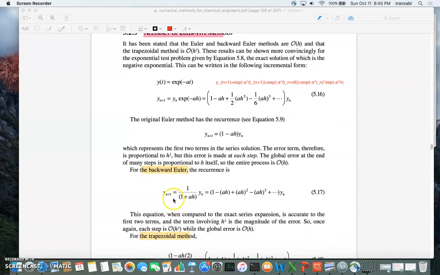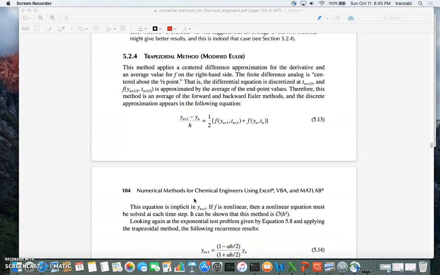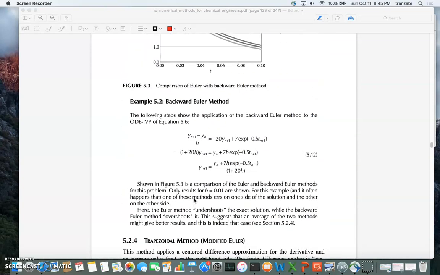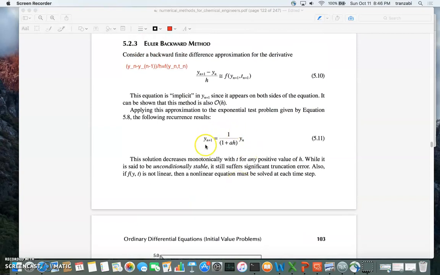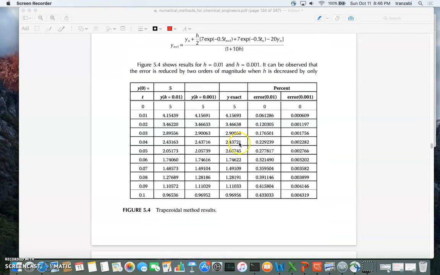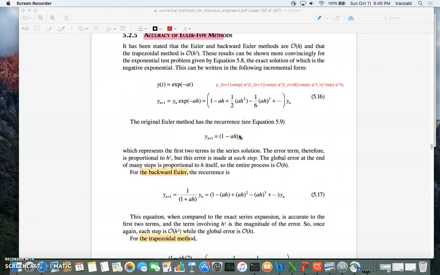In backward difference, if you remember, we had this relation. So let's go back. Here's backward difference, and that's the equation we derived. The relation between two successive y values is 1 over 1 plus ah times yn. And now we want to compare this equation with 5.16, because 5.16 is the reference, the accurate, exact solution. Okay, so now we're going to expand this fraction using Taylor series.